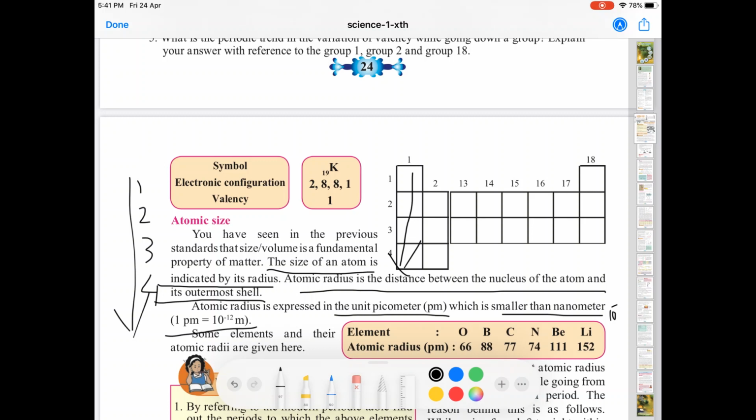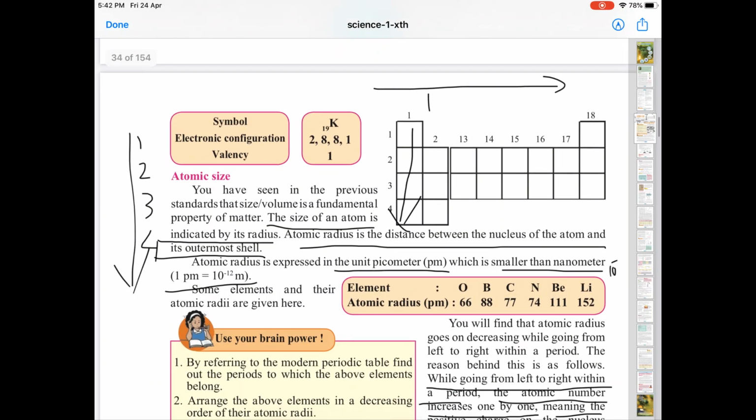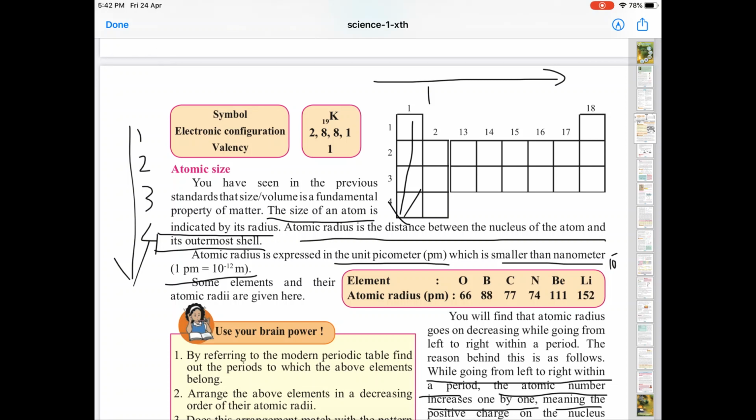When we go from left to right, the electrons are added to the same shell, but when we go from top to bottom, as we go along a period, the atomic size decreases, and as we go down along a group, the atomic size increases. Let me repeat, as we go from left to right along a period, the atomic size decreases, and as we go vertically down the group, the atomic size increases.